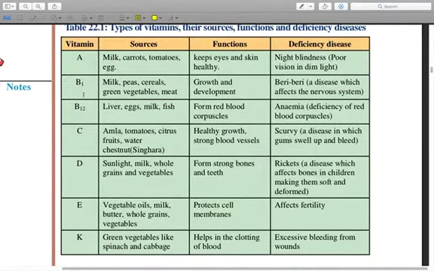Then vitamin B1, the main sources are milk, peas and cereals, green vegetables, meat, all this, and the function is growth and development of our body. So this is what will happen if there is a deficiency of vitamin B1. There is a disease called beriberi. Just remember this. It's a disease which affects the nervous system. I don't want to go deep into the disease.